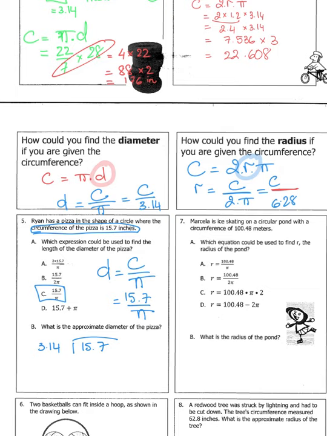So we will take 15.7 divided by 3.14. Okay, and move 2 decimals to the right. That means I'm going to move 2 decimals to the right as well. So I should have 1570 divided by 314. And I have 5 evenly. It's 5 diameter.